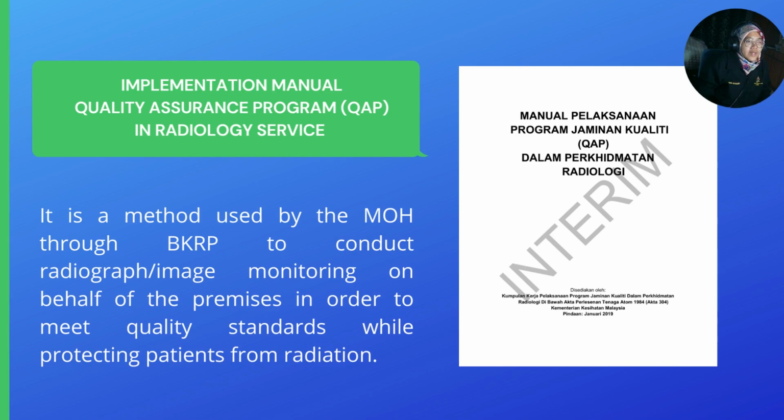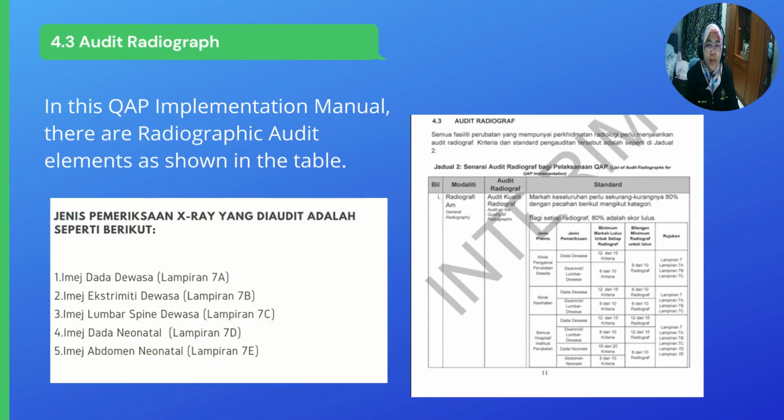To perform audit, we need a guideline. So this is one manual, program jaminan kualiti QAP dalam khidmatan radiologi, which have guideline for auditing radiograph. In this document, QAP implementation manual, there are radiographic audit elements as shown in the table, which involve the chest X-ray for adult, extremities for adult, lumbar spine for adult, and chest X-ray for neonates, and abdomen for neonates.